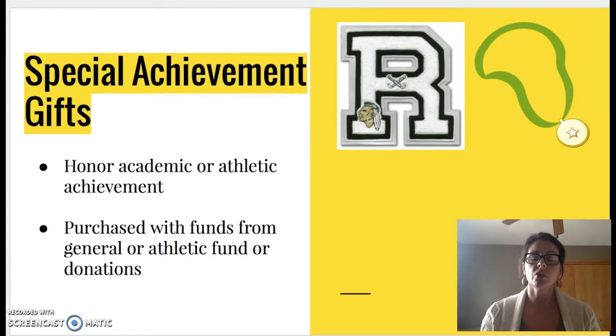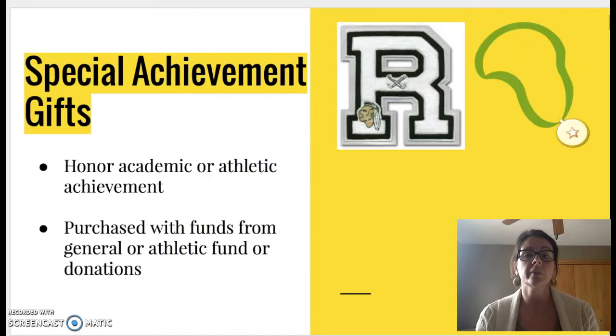Another type of gift to student is special achievement gifts. These would be gifts that are targeted toward a specific individual and would honor academic or athletic achievement. These gifts are also purchased with funds from either the general account or an athletic fund account if we're looking at letters for varsity players or medals tied to an athletic event.